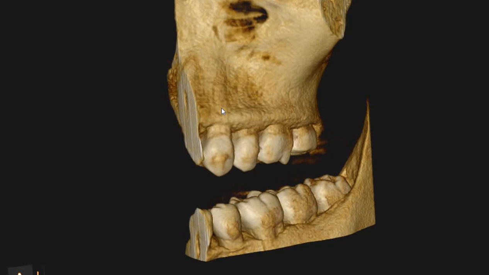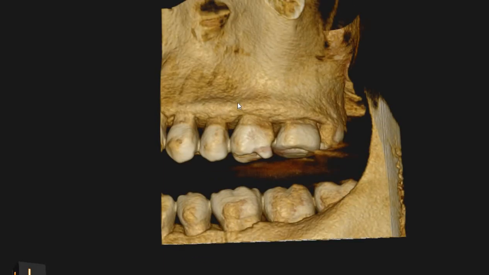This is the CBCT of the upper left segment. The area of interest is the 6, 7, and 8. The upper left 6 is non-root treated. The upper left 7 is root treated, and the upper left 8 is grossly carious.